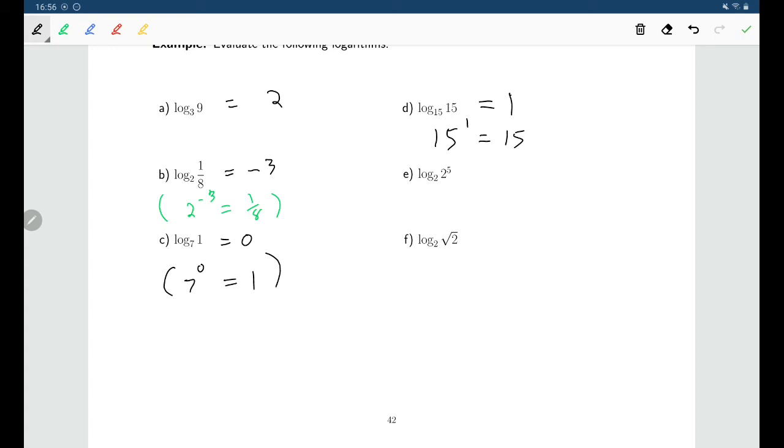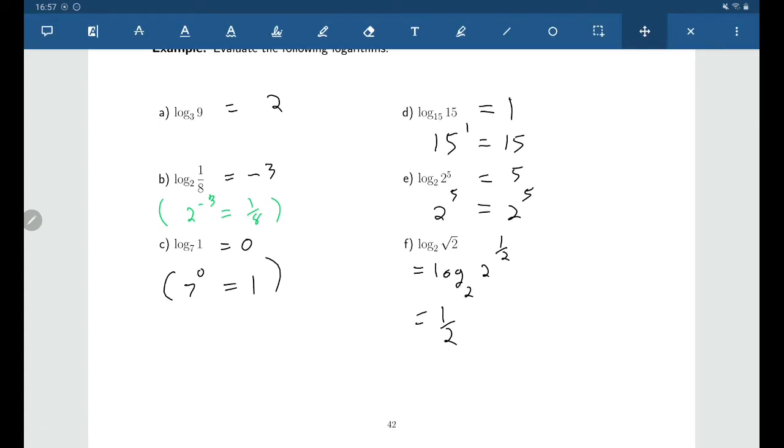Log base 2 of 2 to the 5: 2 to what power gives you 2 to the 5? The power happens to be 5. Since 2 to the power of 5 is 2 to the 5, the answer is 5. Log base 2 of root 2. That's the same thing as asking what's log base 2 of 2 to the half, or in other words, 2 to what power gives you 2 to the half? The power happens to be a half.